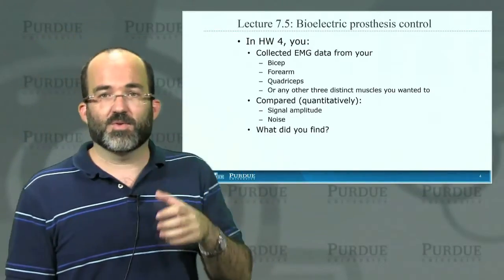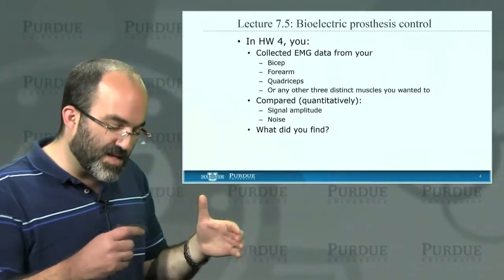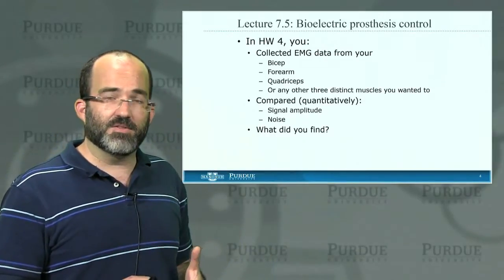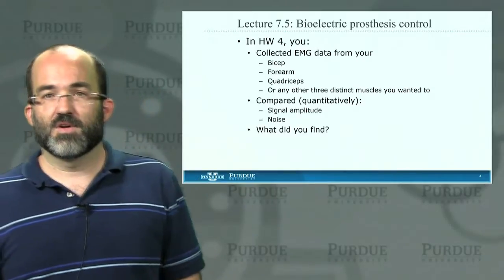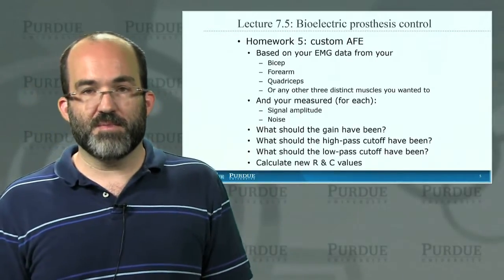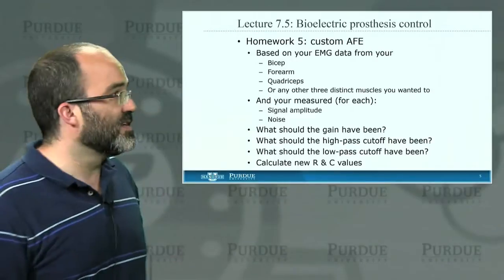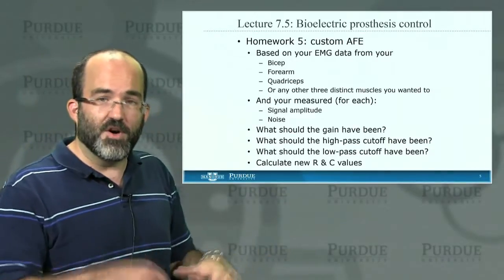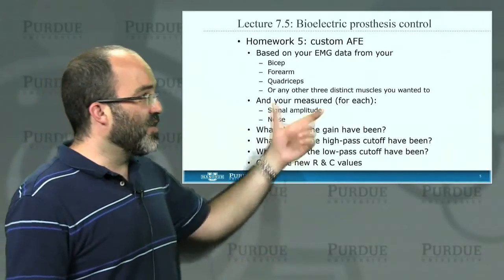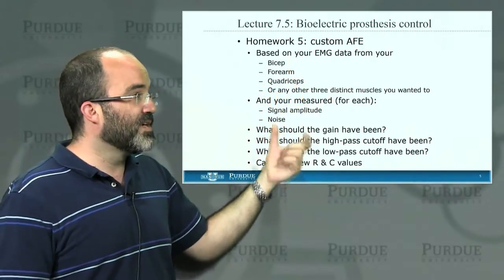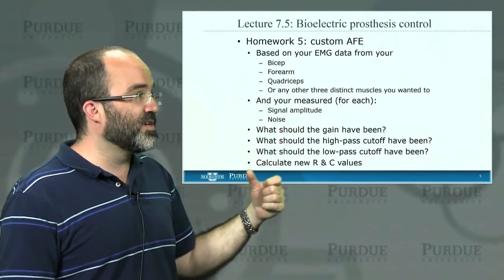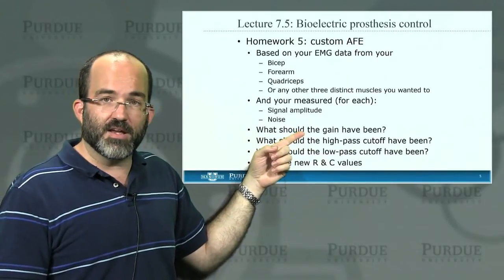You could record facial twitches, whichever you like. But you will have seen a variety of different signal amplitudes, and you will have seen a variety of different noise levels. Compare them. Which ones were the best signals? Which ones were the strongest signals? Based on that, you'll be able to do the homework for the project part. The homework is that, based on the EMG data that you calculated from those three muscle groups, and then you measure the signal amplitude and the noise, what should the gain have been?